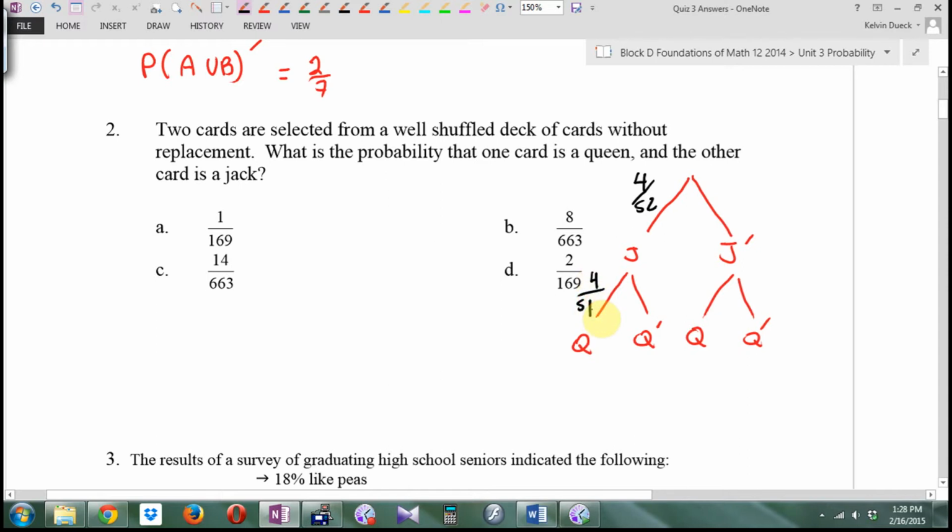So, is that better? Certainly if I have jack first, then queen, it's going to be 4 out of 52 and 4 out of 51. Or, what's the other possibility? I could have queen first and then jack. Queen on the first and then jack on the second. I'm not going to draw the whole tree. 4 queens out of 52, 3 jacks out of 51. You know what? I get the same, sorry, I did it again. 4 out of 51. I get the same set of numbers.